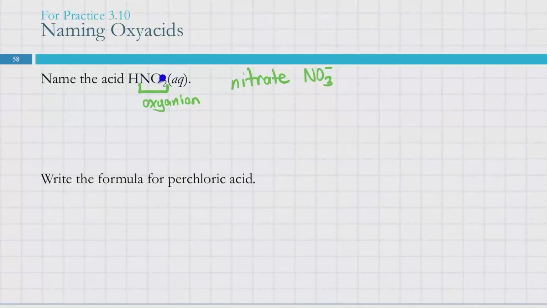We've got NO2. It would be a 1 minus, but we've got the hydrogen there. So NO2, how is that changed from NO3? We've lost 1. We have NO2 minus, which would be 1 fewer oxygen. And we change the ending when we drop 1 oxygen to ite. So we have nitrite.